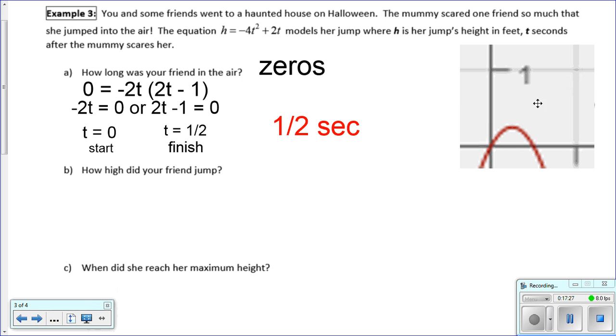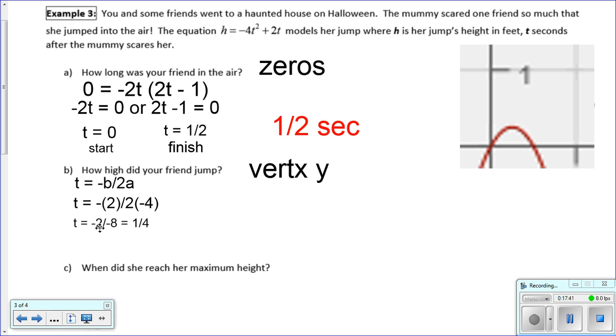How high did your friend jump? So that's, again, your y value for your vertex. So you need to know what the x value is for the vertex. The line of symmetry will help you do that. So negative b over 2a. That's negative 2 over 2 times negative 4, which is negative 2 over negative 8, which again is 1/4.